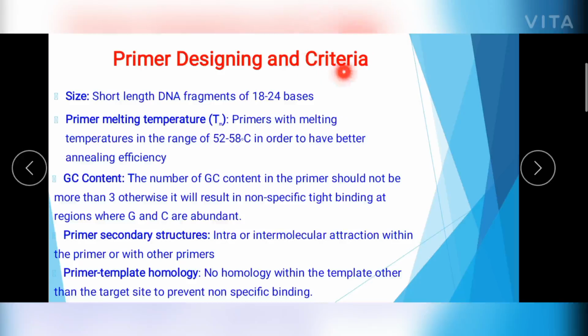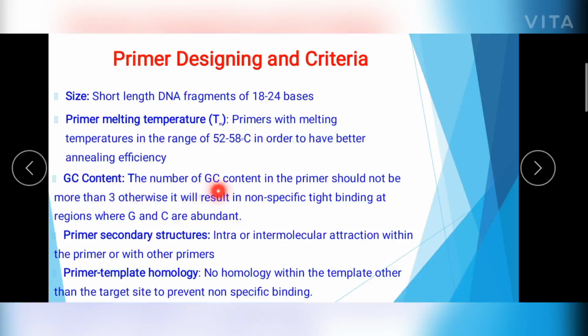Certain criteria are taken into consideration while designing a primer. The first one is size. The length of the primer should be between 18 to 24 bases. The second one is primer melting temperature. Primers with melting temperature in the range of 52 to 58 degrees centigrade are used in order to have better annealing efficiency, that is binding capacity to the target DNA sequence. The GC content.